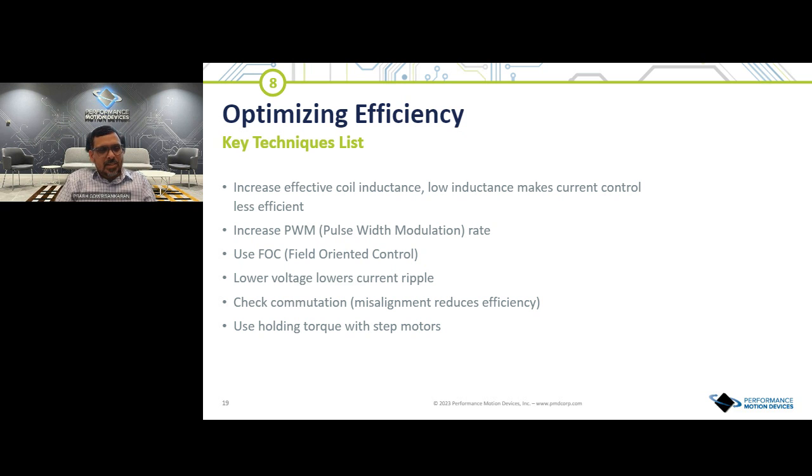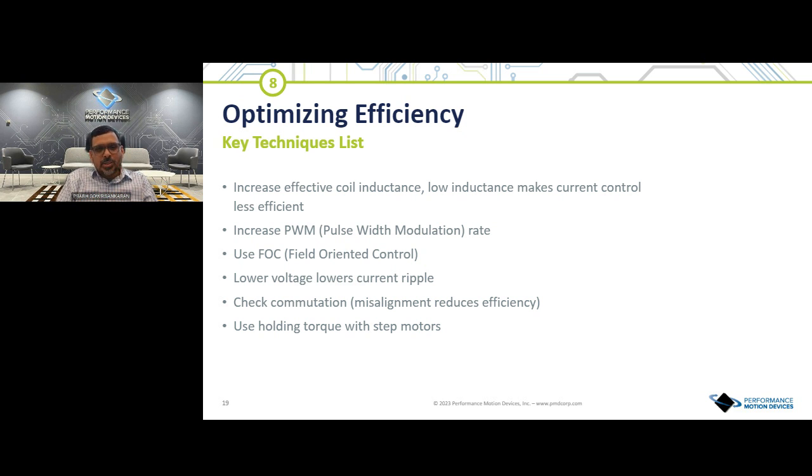And obviously the other techniques include FOC that's built into our chips and drives, and trying to use a lower bus voltage, which lowers the current ripple that you see. You also check your commutation, because misalignments reduce the efficiency. So there's techniques to optimize that. And the last part of it is the holding torque that's required with stepper motors, so fine tuning those.